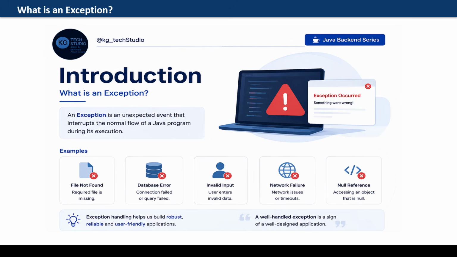So, an exception is an unexpected event that interrupts the normal flow of a Java program during its execution. Which means if you are writing a Java program and some unexpected event happens, then your program will break if you are not handling the exceptions, right? And it will not continue with its normal flow. So to overcome this kind of problem, we have to handle the exceptions, right?